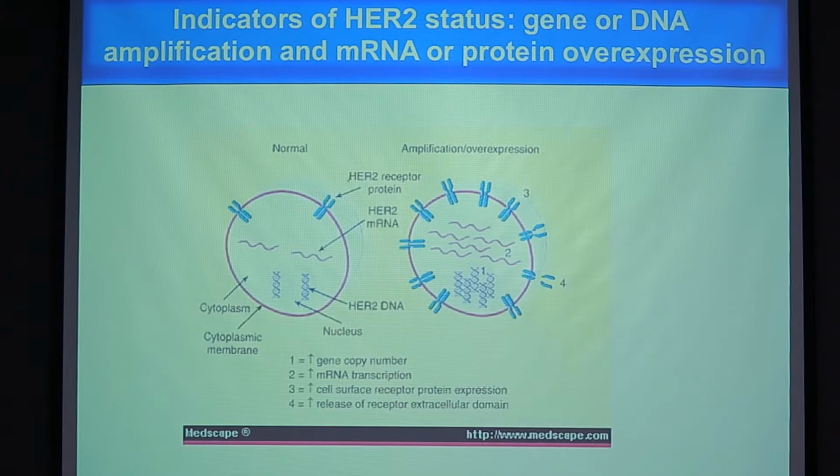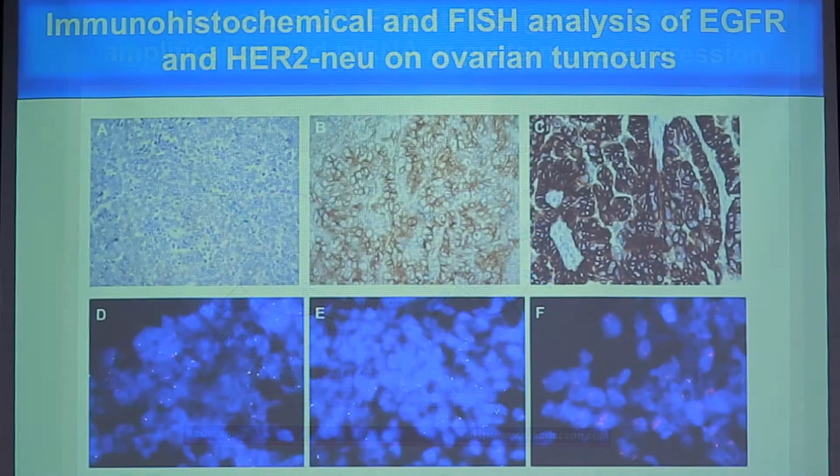So essentially, it's more copy number, more mRNA transcription, more cell surface protein, and obviously more extracellular domain, and that's the logic for why you want to work with this target. This was confirmed in tissues by in situ hybridization. The way it works is you label the RNA probe with a fluorescent dye and label your DNA, and it gives you how many copies you actually have.